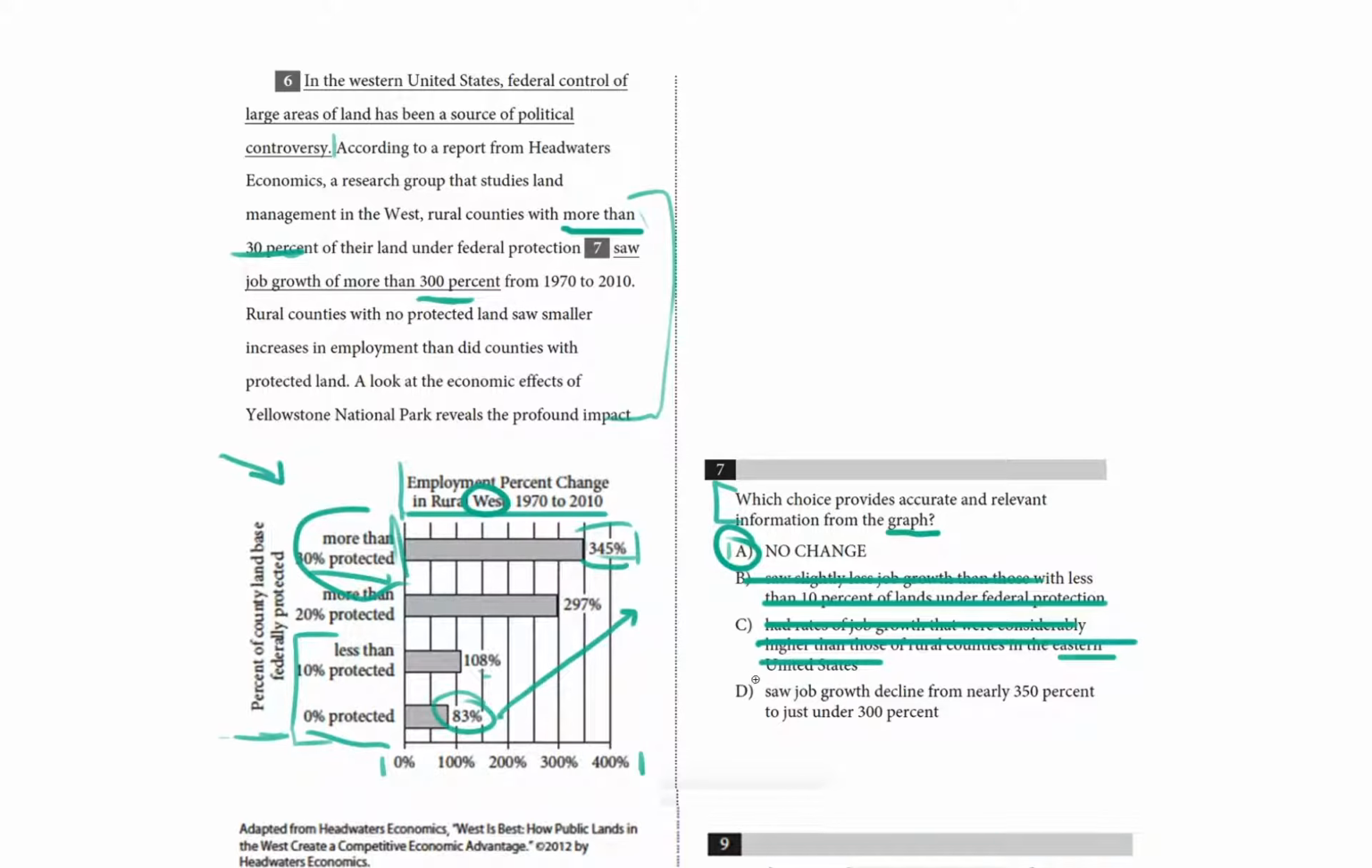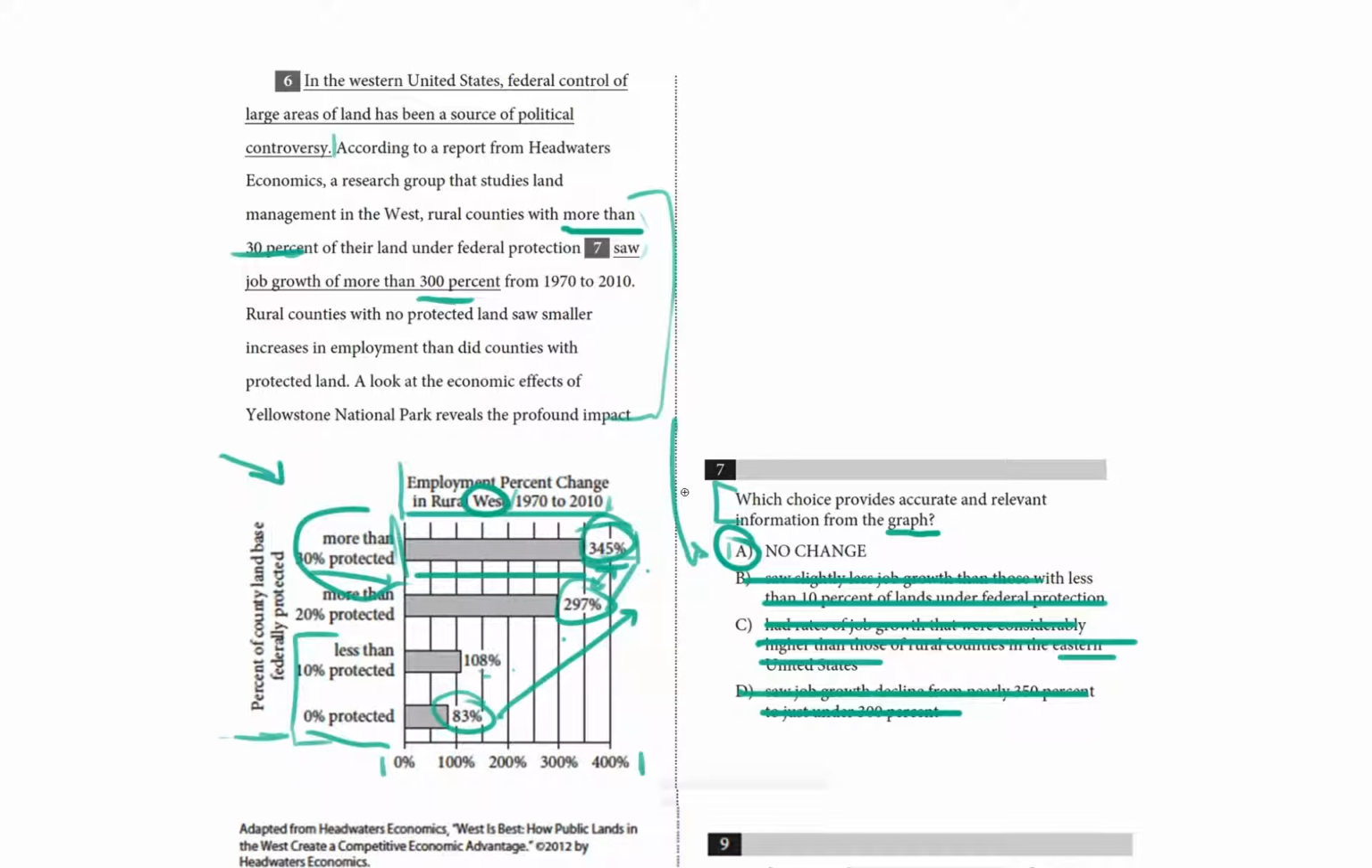Choice D, the counties with more than 30% of their land under federal protection saw job growth decline from nearly 350% to just under 300%. If you were not reading the graph closely, it would be possible to choose D as a mistake. But we're not looking at job growth decline. This is the amount of job growth that occurs in a bunch of different counties during a specific period. All of these employment percent changes are positive and referring to different counties. So this is not true. That's just comparing two different classes, the more than 20% and the more than 30%.